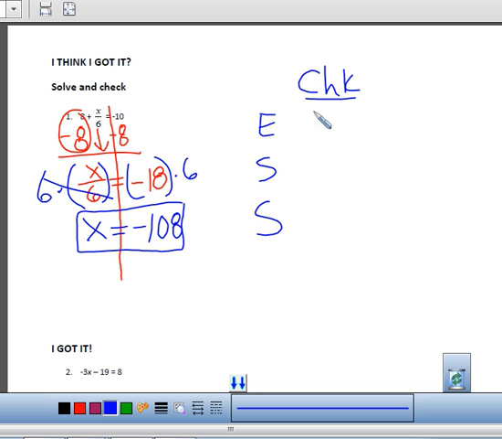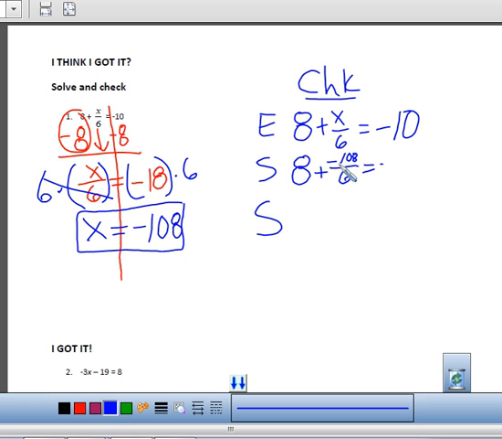ESS, rewrite the original equation, 8 plus x over 6. Now, those of you that are wondering, well, why did I do minus 8 on my first step? You can think of 8 plus x over 6 as the same as x over 6 plus 8. And that's where the subtraction comes from, doing the opposite of adding. So now I'm going to substitute in my value, which is negative 108 over 6.